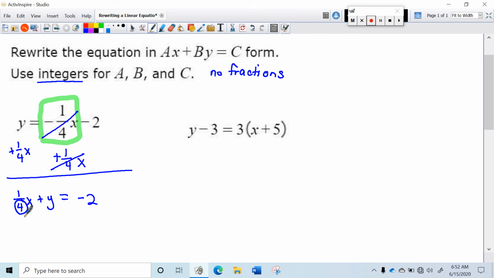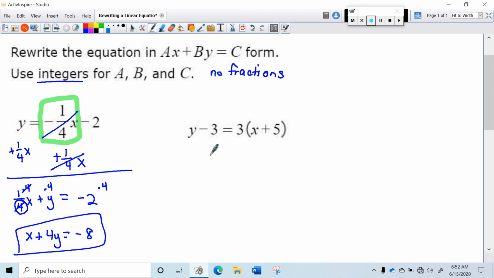So what you do is you take your denominator, 4 in this case, and you multiply it times everything. When you do that with fractions, top cancels with bottom. So I just have 1x. So x plus 4y equals negative 2 times 4, which is negative 8. And you're done.